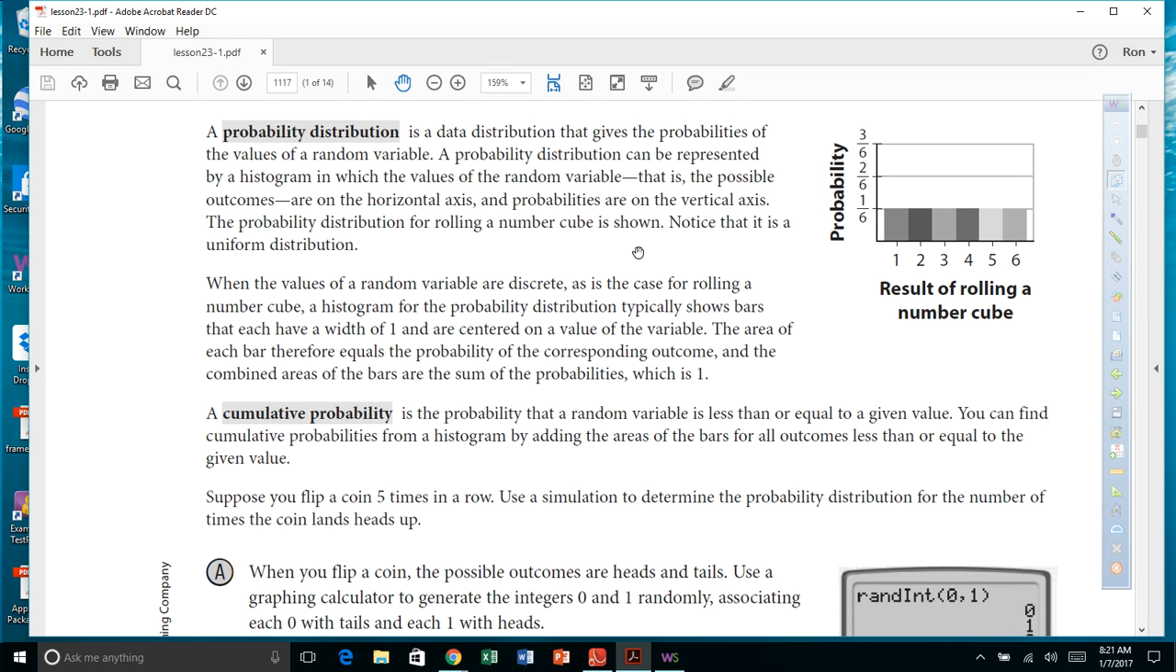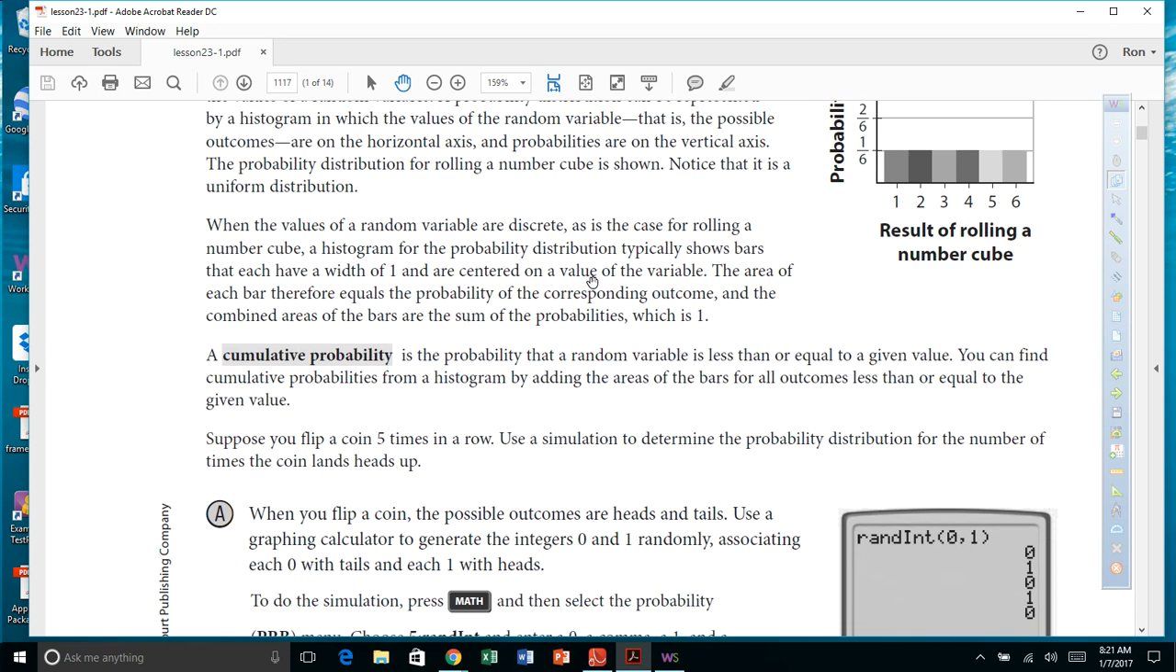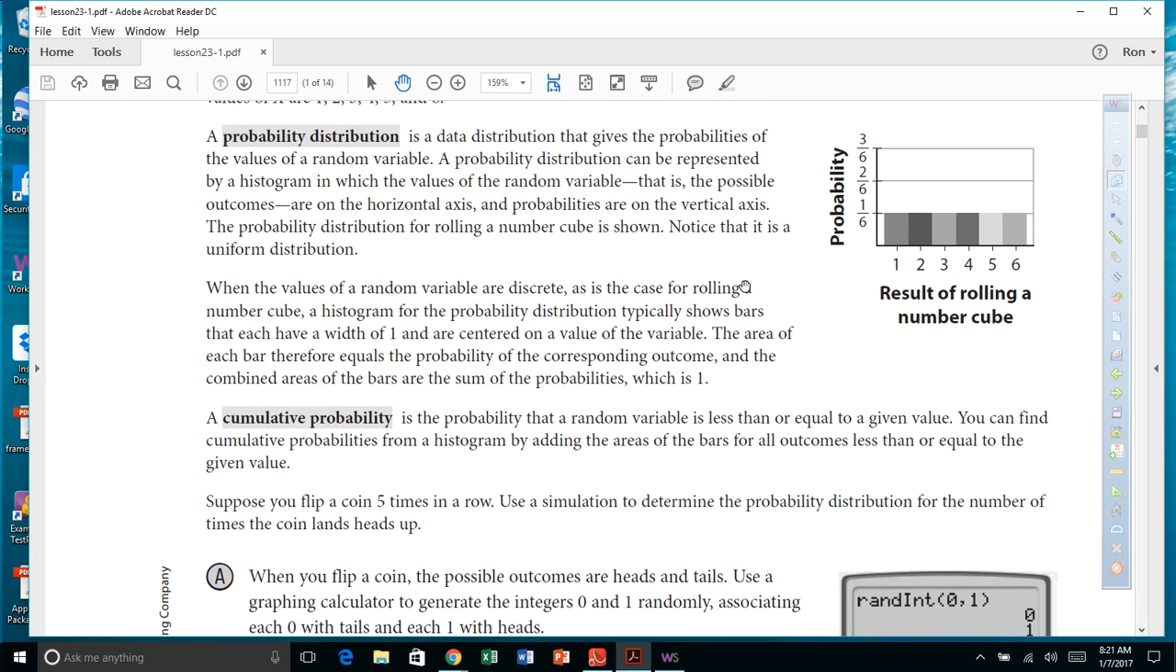A probability distribution is a data distribution that gives the probabilities of the values of a random variable. A probability distribution can be represented by a histogram in which the values of the random variable, that is, the possible outcomes, are on the horizontal axis, and the probabilities are on the vertical axis. The probability distribution for rolling a number cube is shown. Notice that it is a uniform distribution. Okay, it's straight across there, 1/6 for each one.